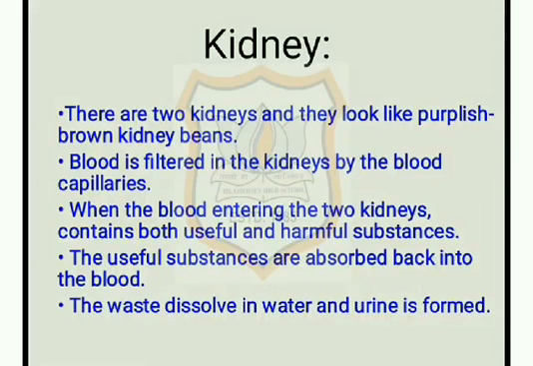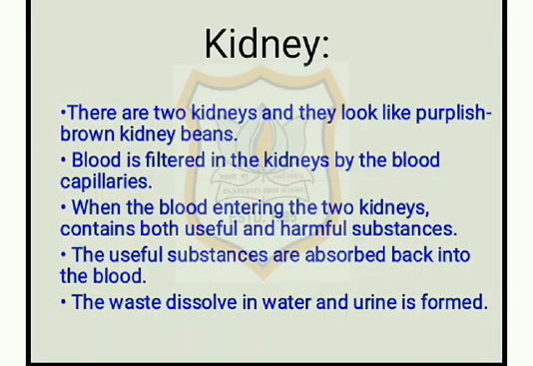There are two kidneys and they look like purplish brown kidney beans. Blood is filtered in the kidney by the blood capillaries. When the blood entering the two kidneys contains both useful and harmful substances, the useful substances are absorbed back into the blood and the waste dissolved in water is formed as urine. So students, kidneys filter the blood and produce urine.